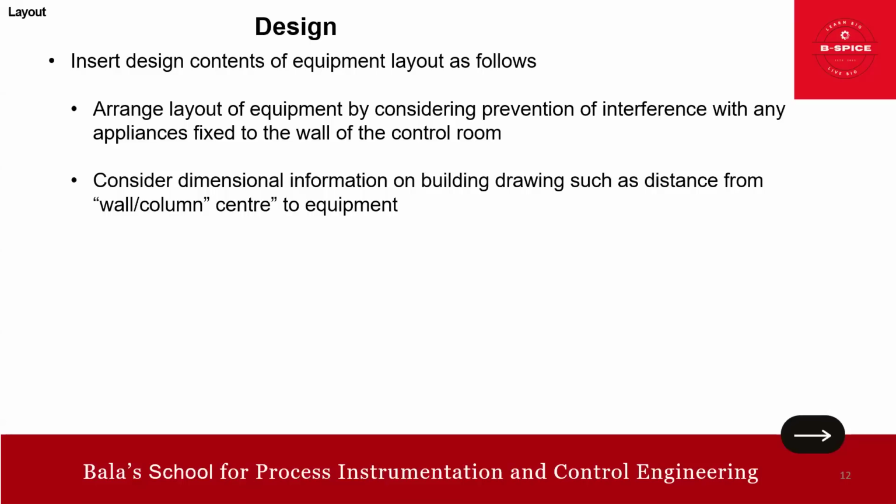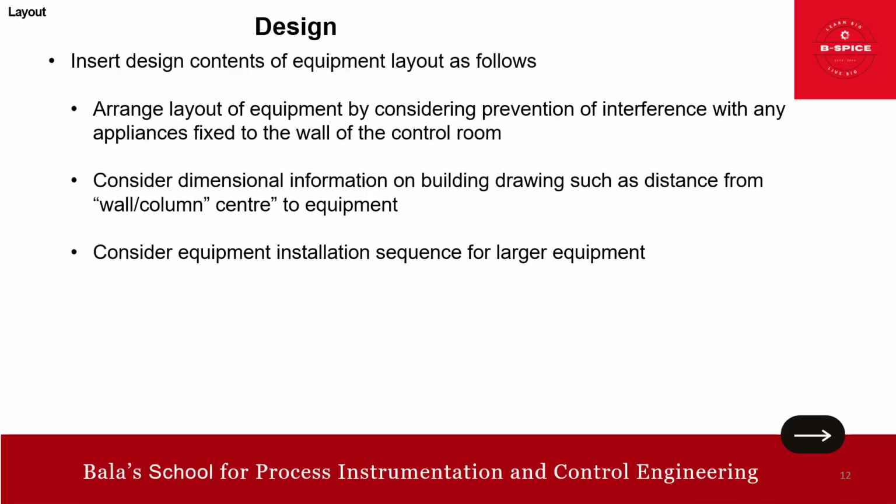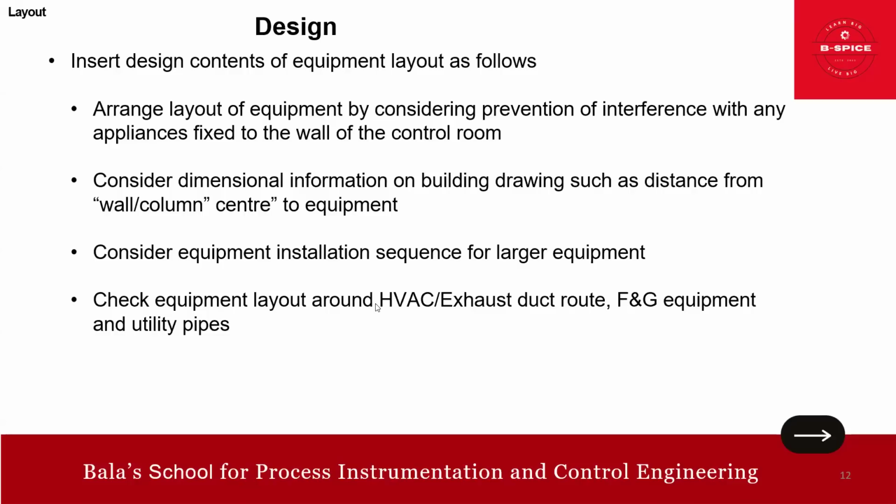Consider dimensional information on building drawings, such as wall or column center, all these we have to take note. Consider equipment installation sequence for larger equipment. Say, larger equipment should be first, then the smaller one, like that. Okay. Then equipment layout around HVAC, exhaust duct route, FNG, all these also should be taken note.